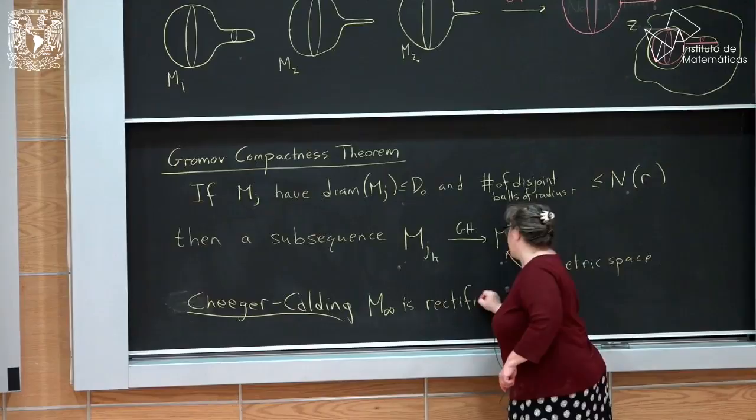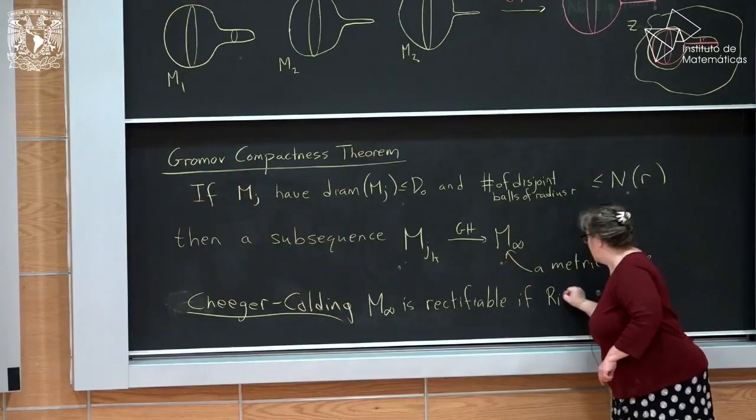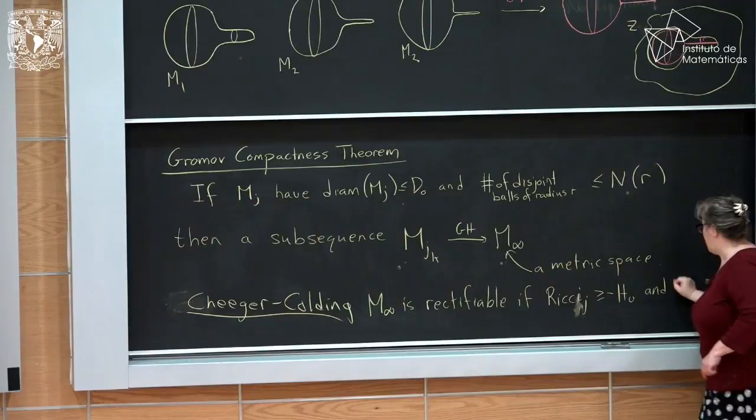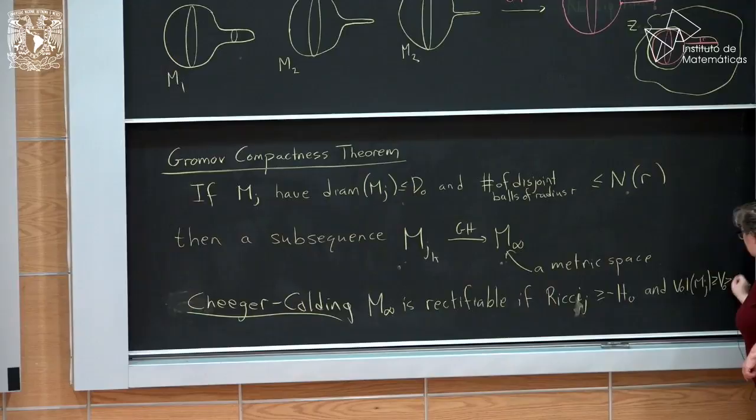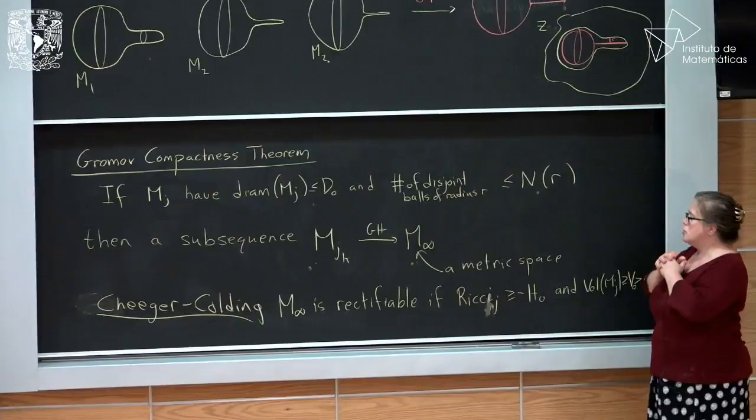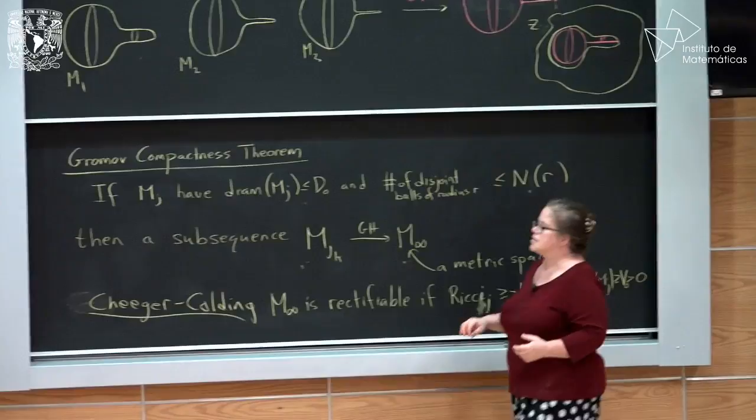if you also have Ricci for the whole sequence, j greater or equal to some negative H naught, and volume greater than V naught greater than zero. So we say this is called non-collapsing, and if the Ricci curvature is greater or equal to negative H, then your M infinity is noncollapsed with the same dimension, so you don't lose dimension. So that's an important work of Cheeger and Colding, that they said, okay, let's look at these limit spaces.